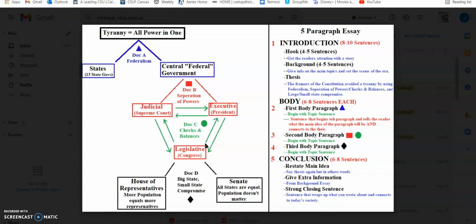The hook is going to be a way to grab the reader's attention. The way that you are going to write your hook is a first person story that goes into detail of an example of tyranny or somebody abusing their power, which is what tyranny is. Nowhere in the hook are you going to explain what tyranny is or even mention tyranny. You're only giving an example of somebody abusing their power.